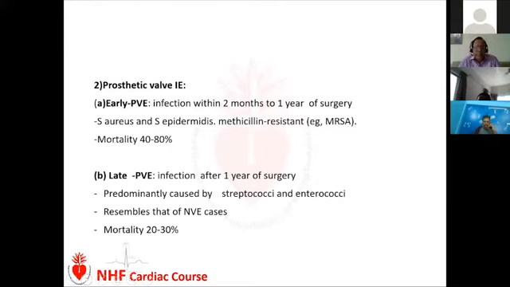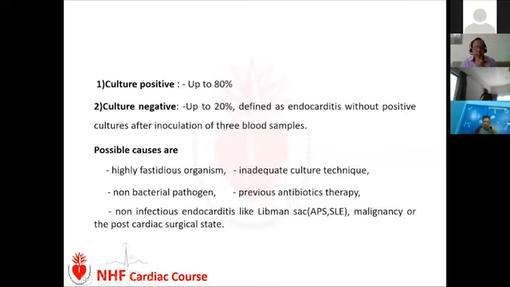Staphylococcus aureus, especially methicillin-resistant one, and Staphylococcus epidermidis are the 2 pathogenic agents. Whereas in case of late infection, it is largely caused by Streptococci and Enterococcus, similar etiological agents that are responsible for causing native valve endocarditis. Early group shows higher mortality rate compared to late group.